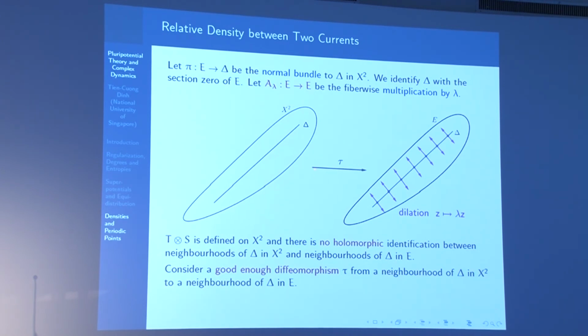So now we choose a good map, tau, from X squared to E, sending delta to delta, being the identity on delta. And then we send the product of T and S from here to here. And then we dilate the coordinates and we look at the limit. So there are many problems because we have many choices of tau. And moreover, we don't have a holomorphic map satisfying this property. So we have to choose a real map. But okay, many choices for tau, a real map tau, good enough.